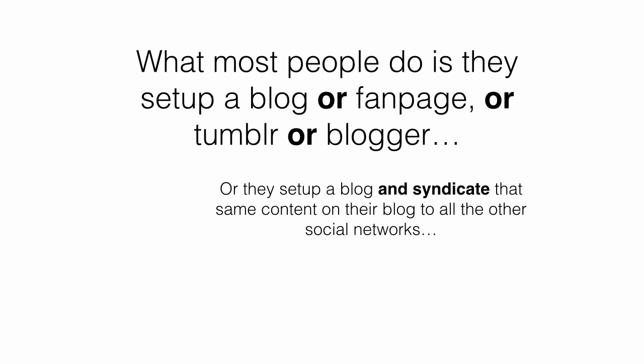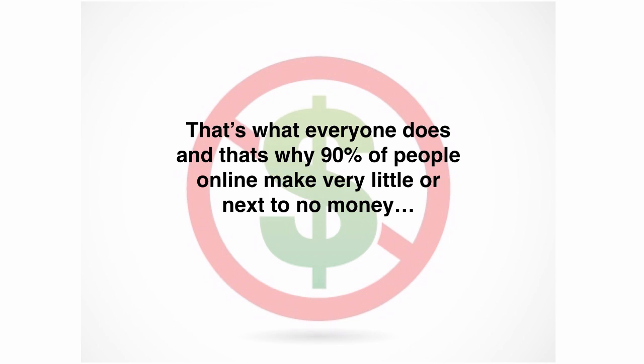So what most people do is, now they've got their keyword data and they've got their information, they decide, I'm going to go and get content built around these keywords. So they'll set up a blog or a fan page, or Tumblr, or Blogger, or they'll set up a blog and then they will syndicate the content from their blog to all the other social networks. That's what everyone does, and that's why 90% of people online make very little or next to no money.